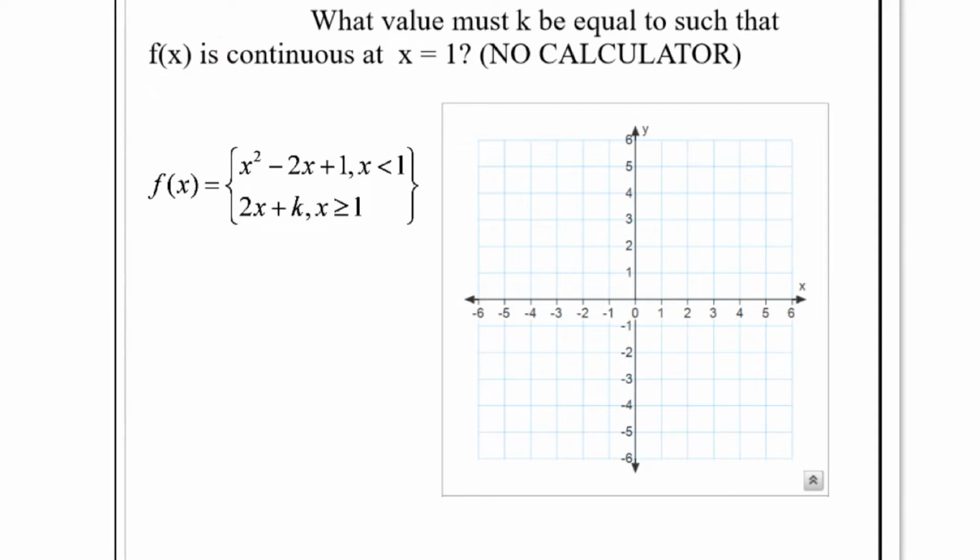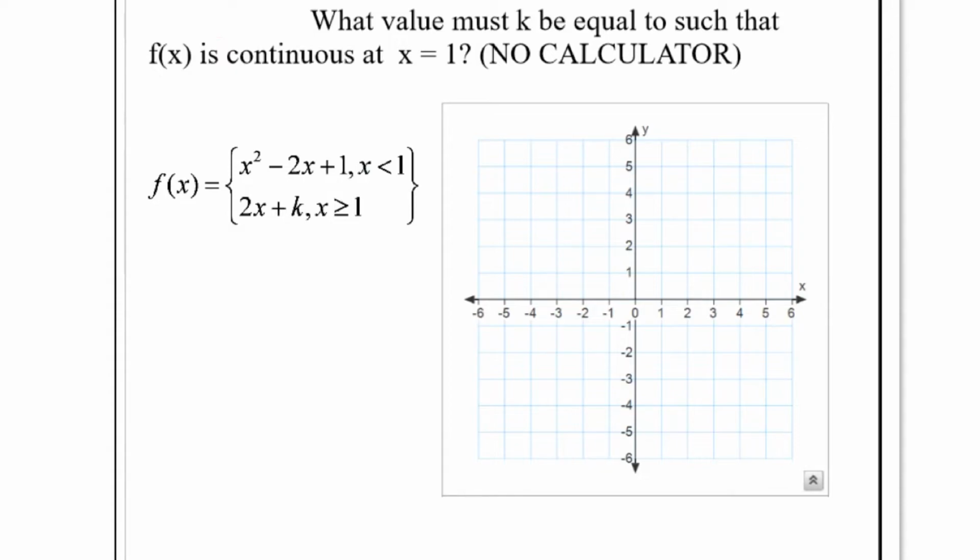All right, so let's check out this example. It says, what value must k be equal to such that f of x is continuous at x equal 1? So we got to figure out where is that y value where when I graph this piecewise function, there's no hole in the graph. Like these are connected, all right?